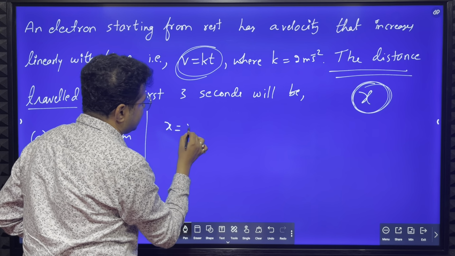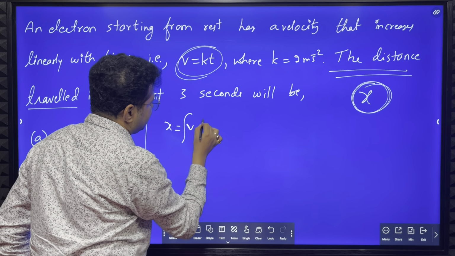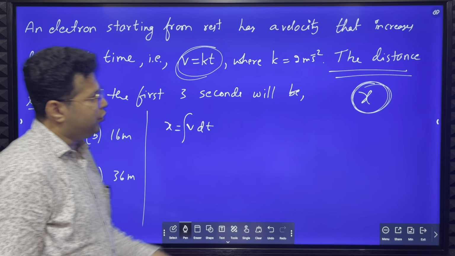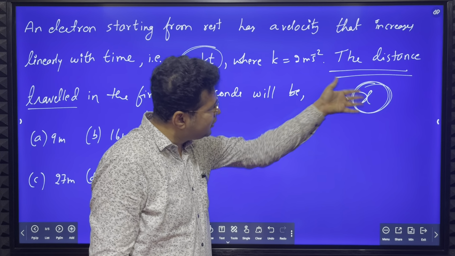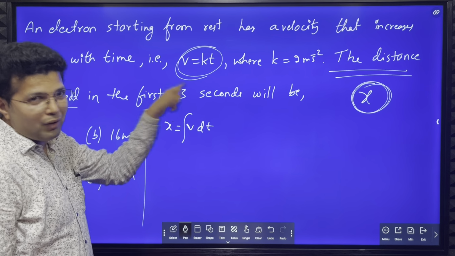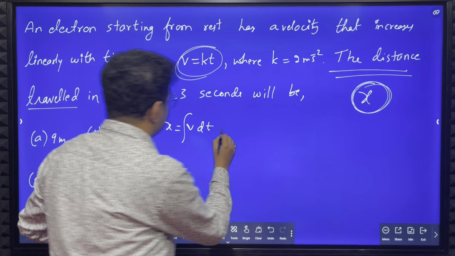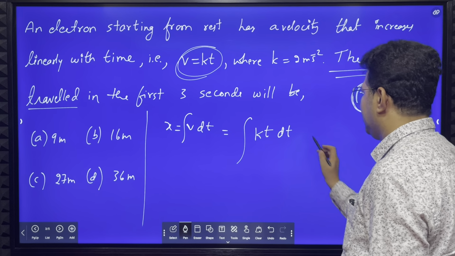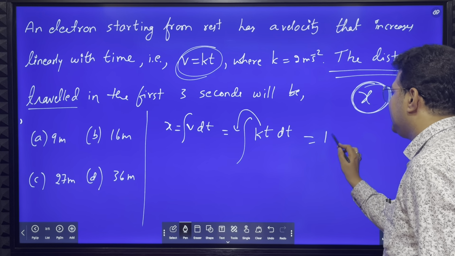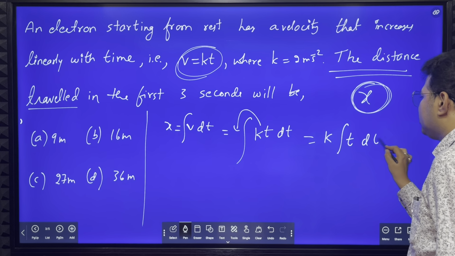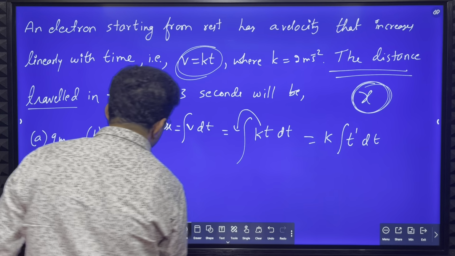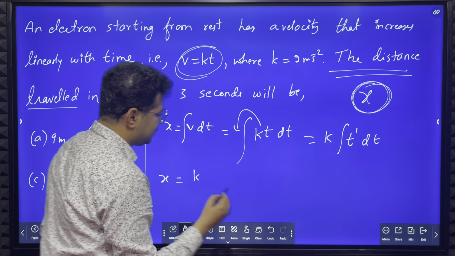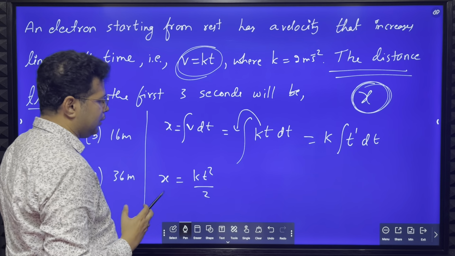Distance is equal to integration of velocity with respect to time. If you are given displacement, if you differentiate displacement, you get velocity. Now you are given velocity, so you integrate it. That is equal to integration of kt with respect to t. K is a constant, so take it outside: k into integration of t with respect to t. T power 1 is there, correct? So x is equal to k into t power 1 plus 1 divided by 1 plus 1, that is t square by 2, between the limits.